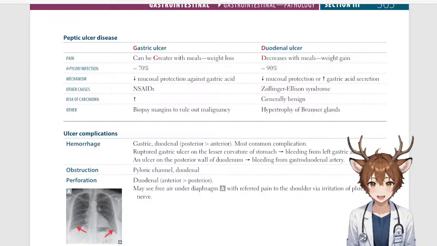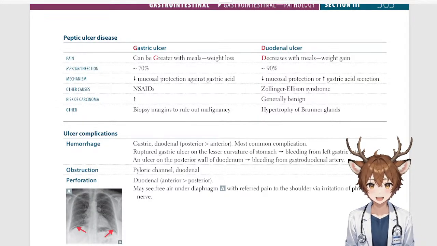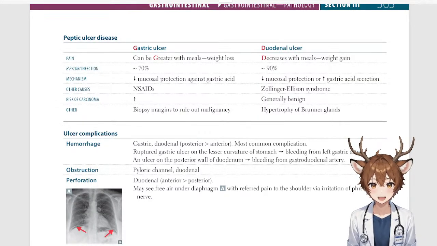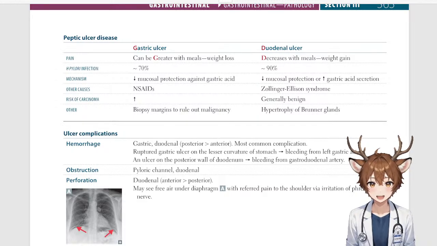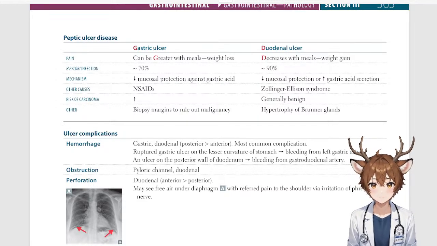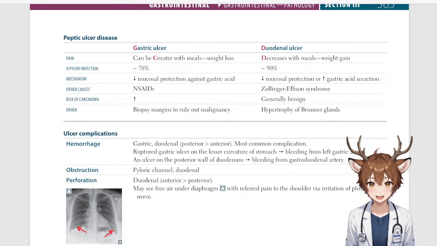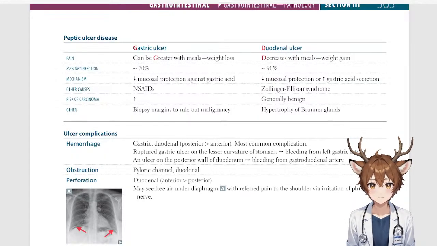What about peptic ulcer disease? Well, we have gastric and duodenal ulcers. And so there's a difference between pain, H. pylori infection, mechanism, other causes, risk of carcinoma, and other. So gastric ulcer. The pain can be greater with meals, leading to weight loss.